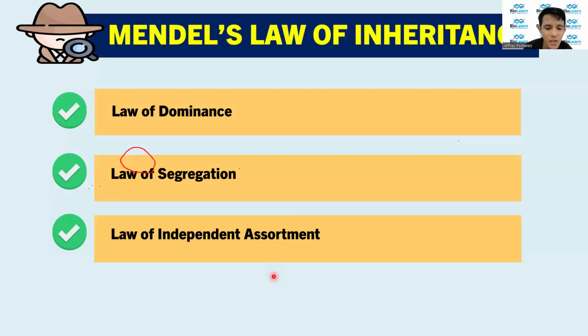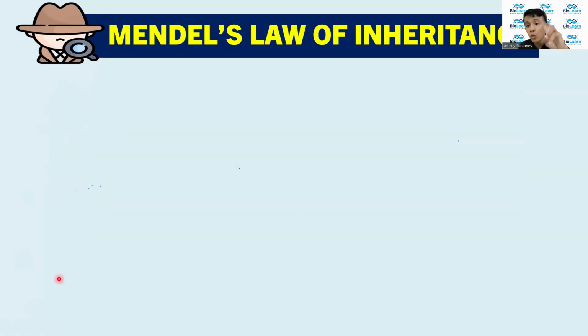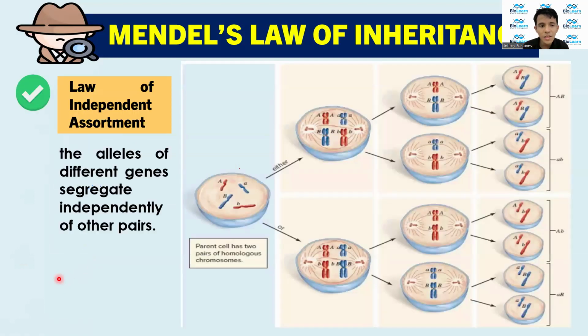For the hybrid cross, we follow this law. That's the law of independent assortment. Okay, so what does this law state? When we say law of independent assortment, kasi di ba we have two traits per organism that we're trying to cross. So the law of independent assortment states that the alleles of different genes segregate independently of other pairs, no? So wala silang paki sa isa't isa. Halimbawa ito. Actually, this happens in meiosis, no?